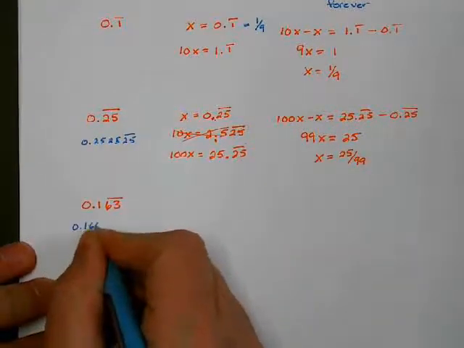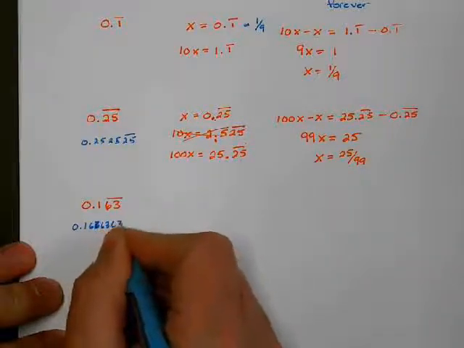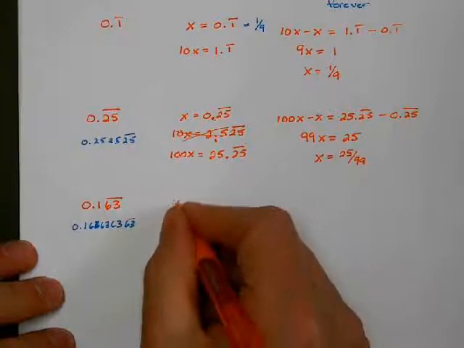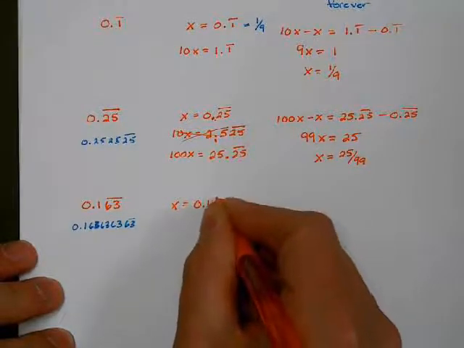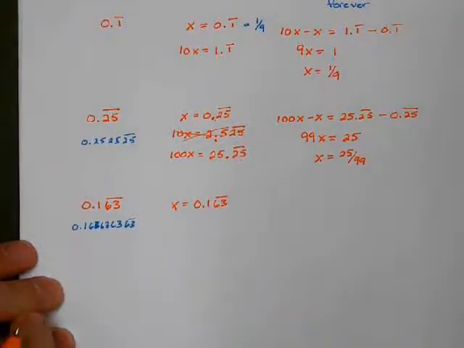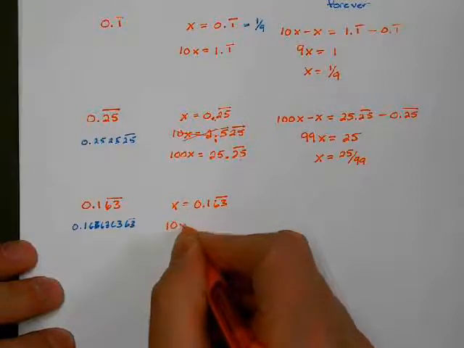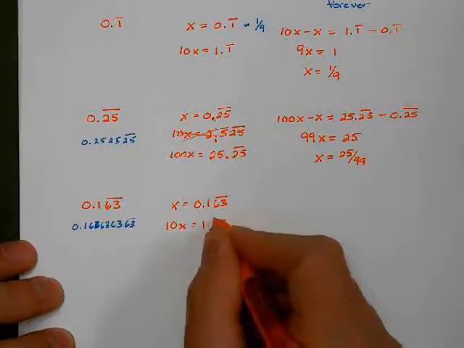So again, this one is 0.1636, oops, not 66, 63, 63, 63, 63, and so on and so forth. So we got the 63 repeating, but the 1's not repeating. So I'm going to start with x. x would be 0.163 repeating. 10x would be 1.63 repeating. All right, now this is what I want.